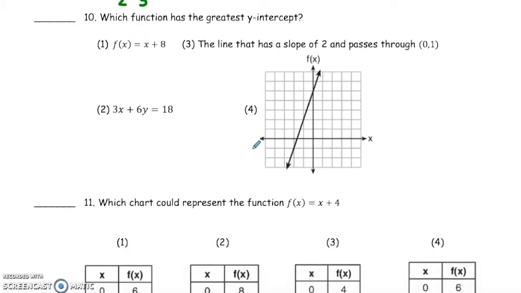Which function has the greatest y-intercept? The y-intercept is always the b. So here our b is equal to 8. Here we're going to first bring over the 3x.